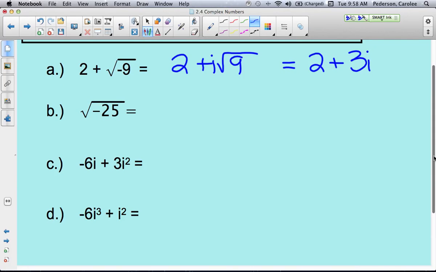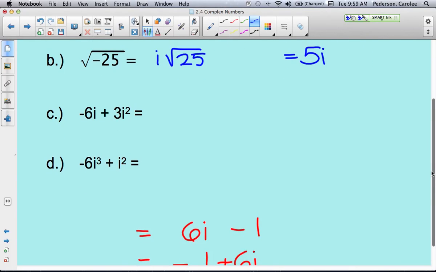You reduce square root of negative 25 on your own. What do you get? Someone want to share? Alex? 5i. 5i. Do we agree? If you did this middle step, then the square root of 25 is 5. All right, let's go down to question C.